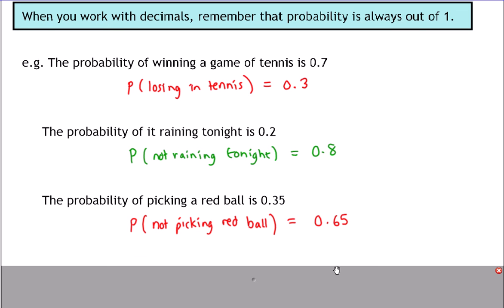And that's all you need to know for probability for now. And then we'll take it a little bit further next time.